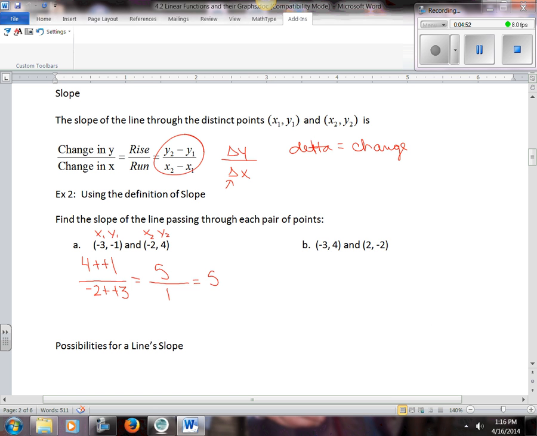All right, same thing over here. There's x1, y1, x2, y2. y2 minus y1 over x2 minus x1. Negative 2 minus 4 gives me a negative 6. 2 minus a negative becomes a positive, 2 plus 3 is 5. So my slope is negative 6/5. Okay, so that's how we find slope using the definition.